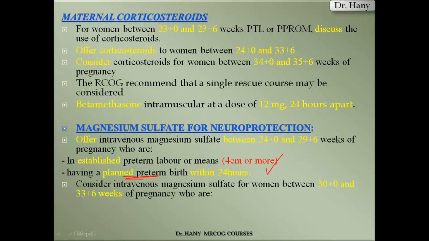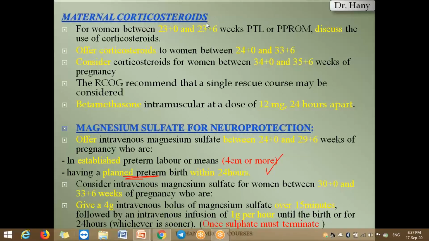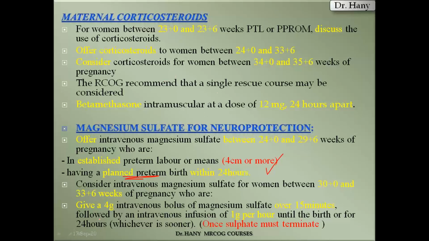Consider magnesium sulfate if the woman is between 30 and 34, less than 36. What will be the dose? The dose is the same as preeclampsia: 4 grams intravenous as a bolus over 15 minutes, then 1 gram per hour. Once you offer magnesium sulfate, you must end either the preterm labor or deliver within 24 hours, whichever is sooner. Is this clear? Are we fine till now in preterm labor? Because I will give you a very difficult scenario now.